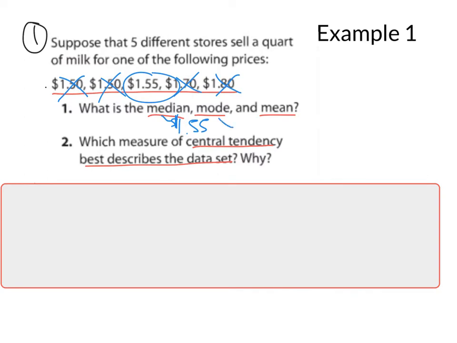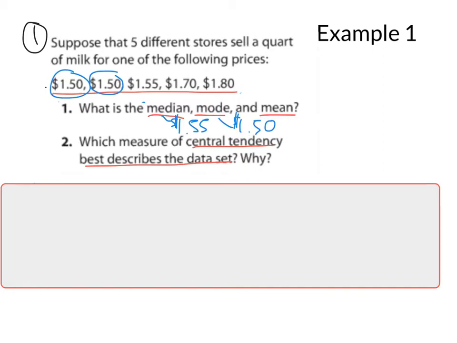Now we're going to do the mode. So for the mode, which one appears the most? I see that $1.50 appears twice, the rest only appear once. So $1.50 is the mode. Now I'm thinking, if I say that a quart of milk typically sells for $1.50, does that accurately display the data? Well, it does not, because most of them are above $1.50. So this would not be a good representation of the typical.